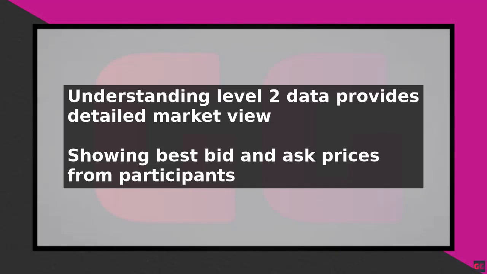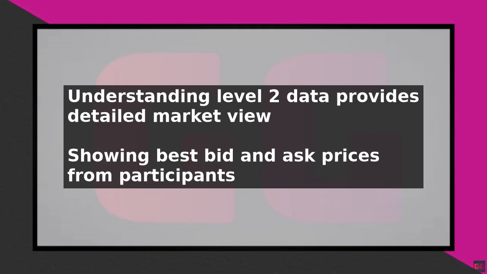To read Level 2 market data on Robinhood, start by understanding what Level 2 data is. Level 2 data provides a more detailed view of the market than Level 1 data, showing the best bid and ask prices from multiple market participants.